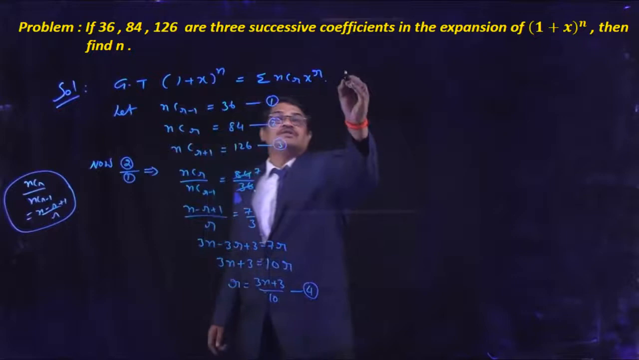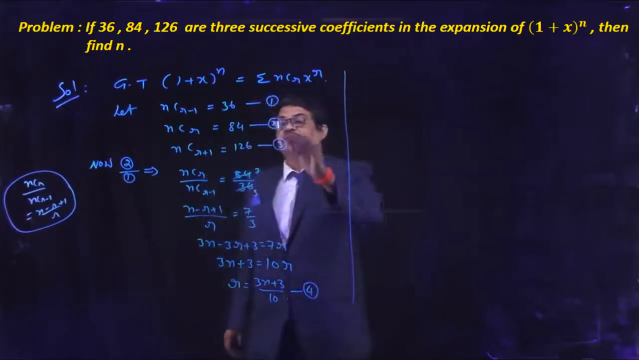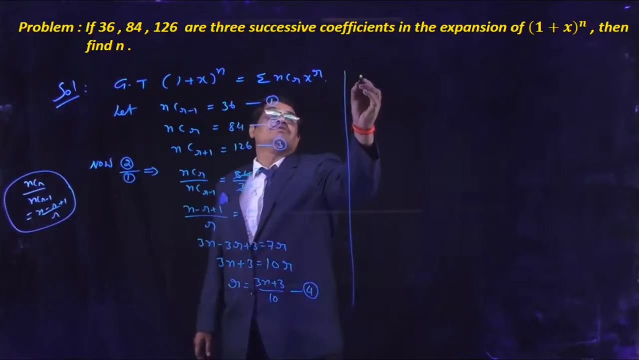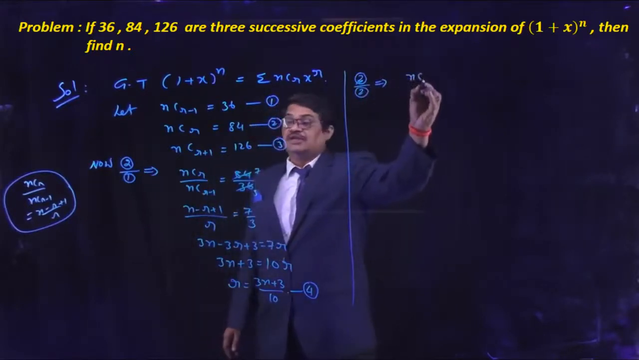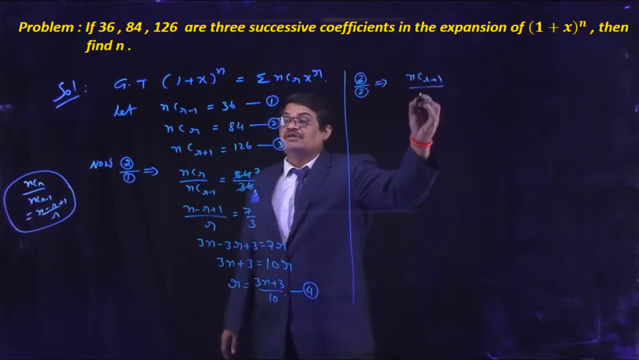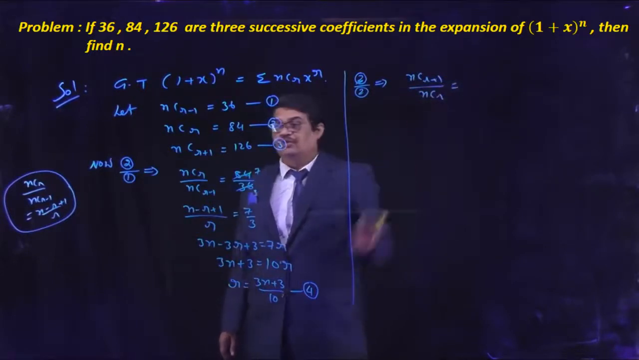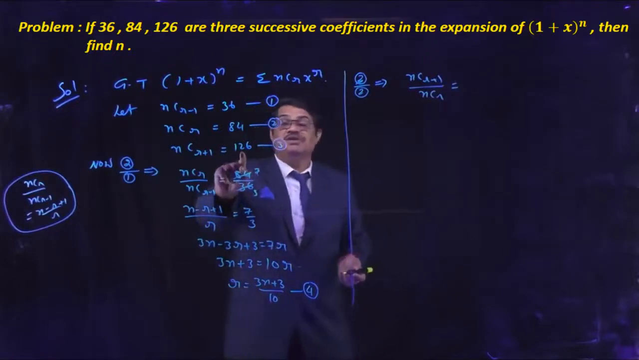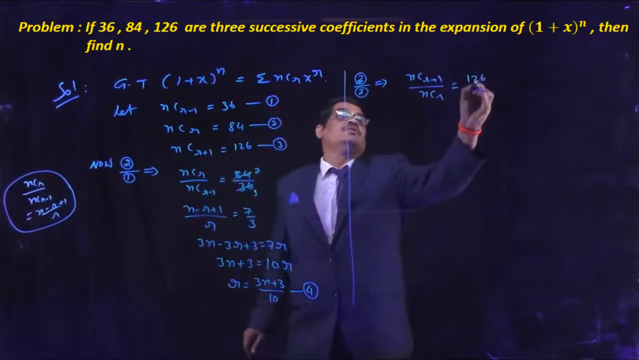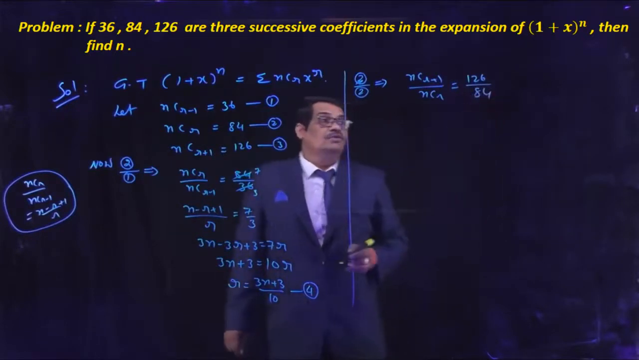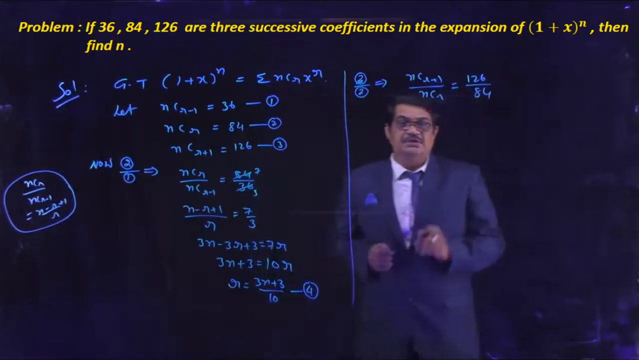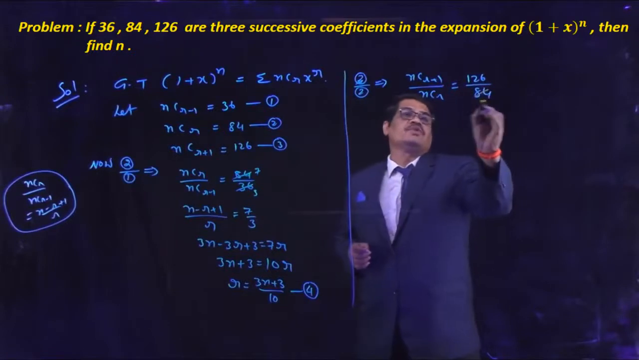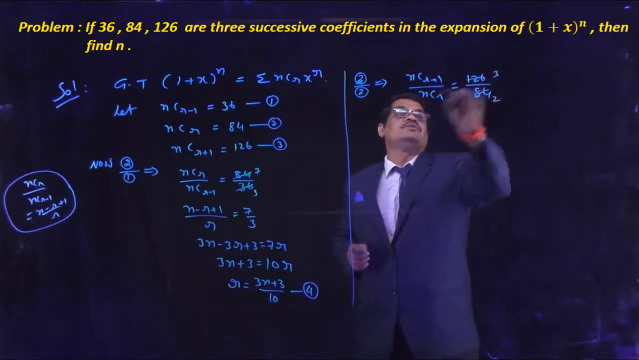Okay. Now next we are writing equation 3 by equation 2. What is equation 3? nC(r plus 1) by nCr is equal to, that is here equation 3 RHS is 126, 126 by 84. So what is the value? Okay, see that. So this value is 42 2s, 42 3s.